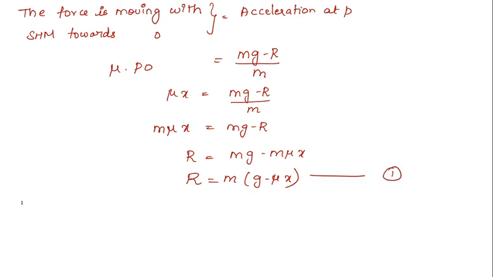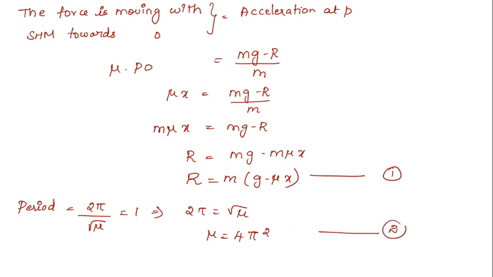And we know that the period is 1. The formula for the period is 2 pi by root mu, and that is equal to 1. Which implies that 2 pi is equal to root mu, or else mu is equal to 4 pi square. Mark it as equation 2. We are going to find the value of x. Next, substitute the second equation in the first equation so that we can substitute the value of mu.